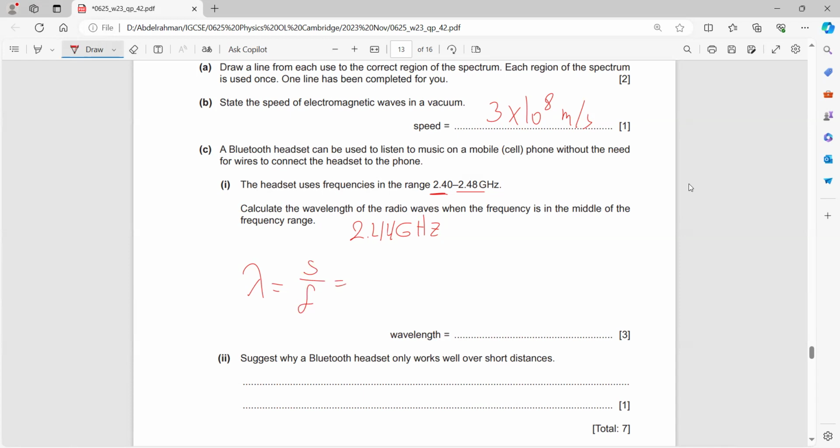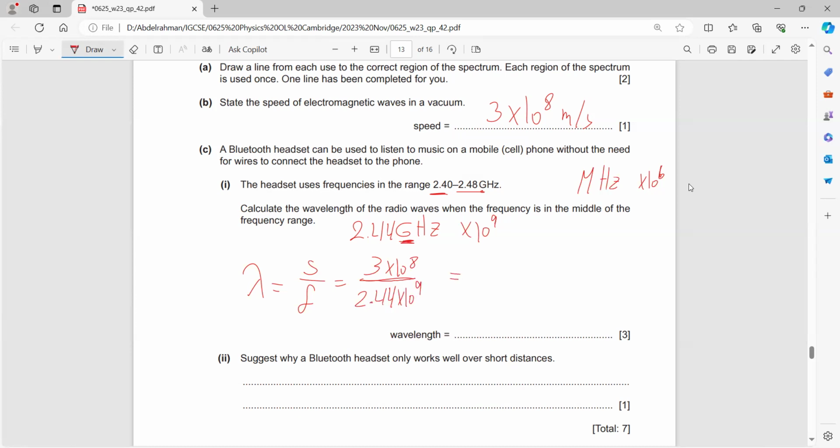But don't we have to convert gigahertz? Can we leave it like that? Yes, you have to convert gigahertz. What's gigahertz? 1 million is megahertz. Gigahertz is times 10 to the power of 9. So 2.44 times 10 to the power of 9.